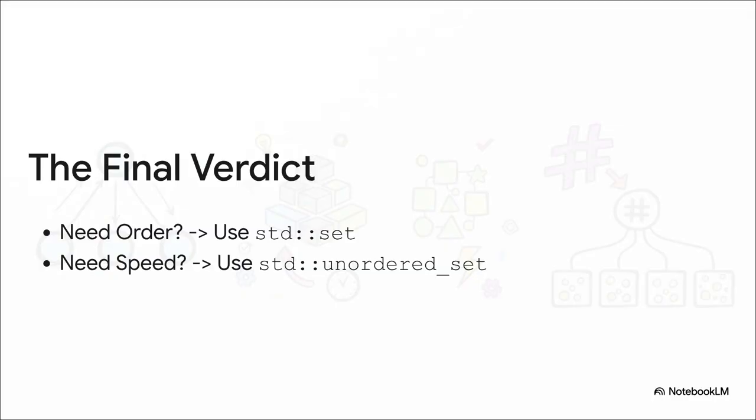So the final verdict, one last time. If order is a feature, something you actually need, use std::set. If raw performance is what you're after and order is irrelevant, std::unordered_set is your champion. It's all about matching the right tool to the right job.